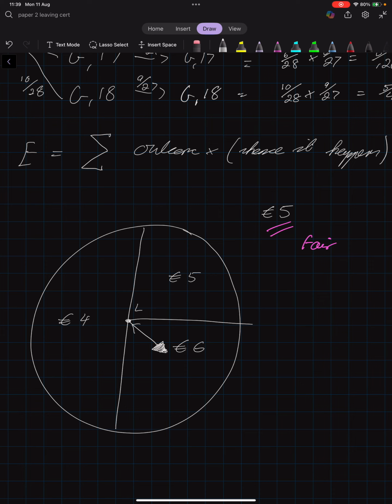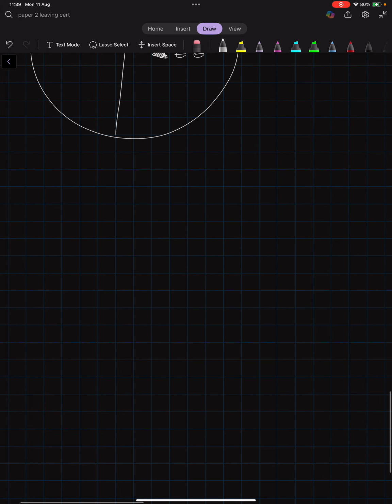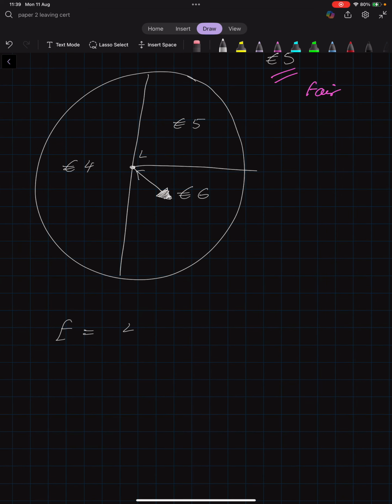again, the outcome, or the amount of money, times the probability that it happens. Okay, so the expected value, E, for this wheel is going to be, first of all, €4 multiplied by what? What's the chance that it happens? A half. Why is it a half? It's a half because this is 180 degrees, and 180 is half of 360. Therefore, if you spin it around, half of it is on €4. Okay?